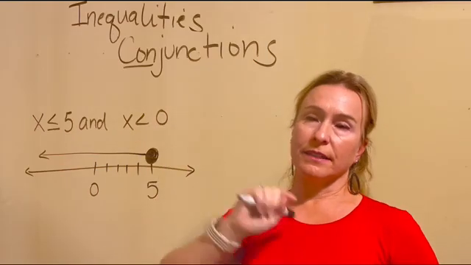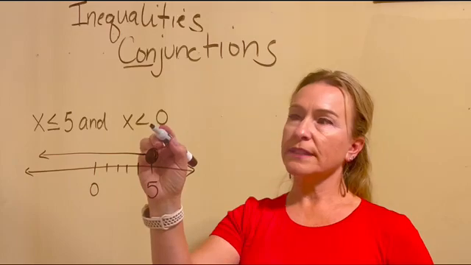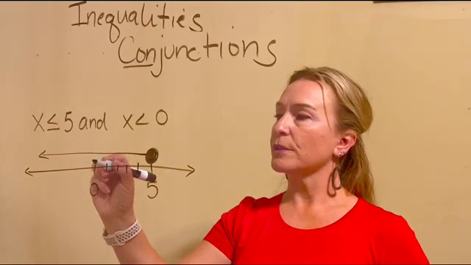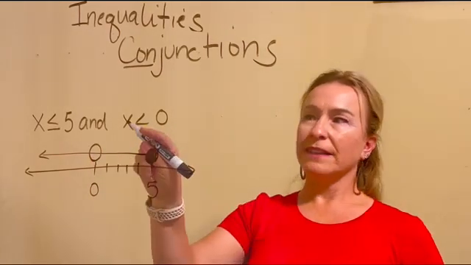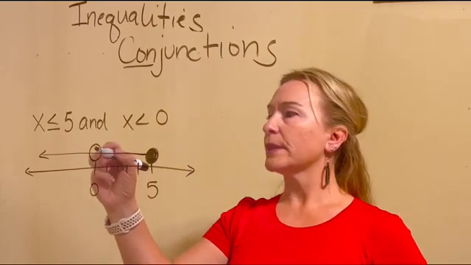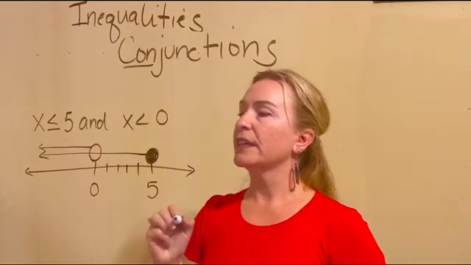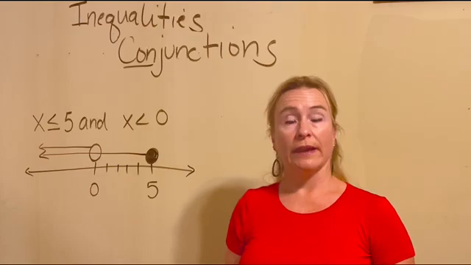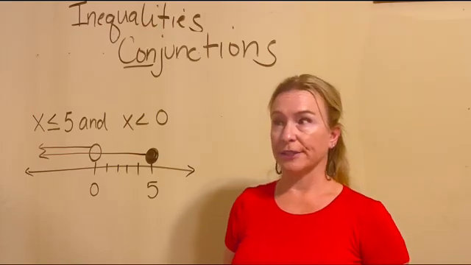X is less than 0 is my other one. So less than is a hollow circle or an open circle. So I'm going to open that circle. The arrow is pointing in the same direction. And what's kind of confusing here is, well, then how do we represent our answer?